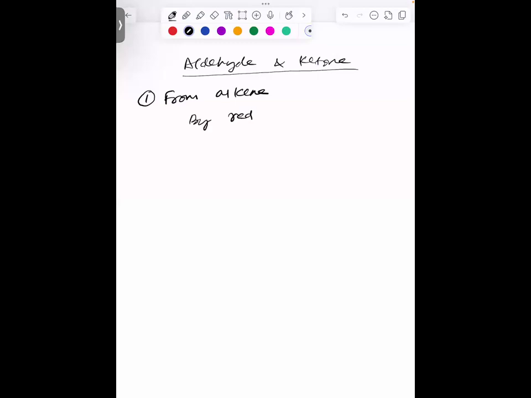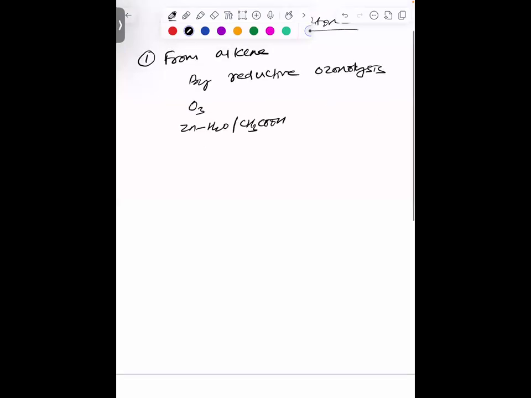By reductive ozonolysis. So reagents are O3, zinc water or zinc acetic acid. Do you remember? So zinc water or zinc acetic acid. So this reagent, suppose we are taking this alkene in the presence of O3.